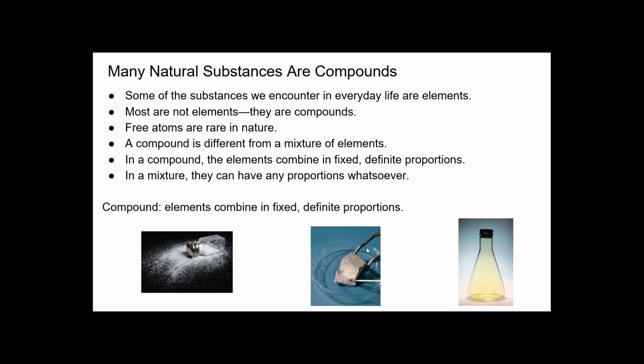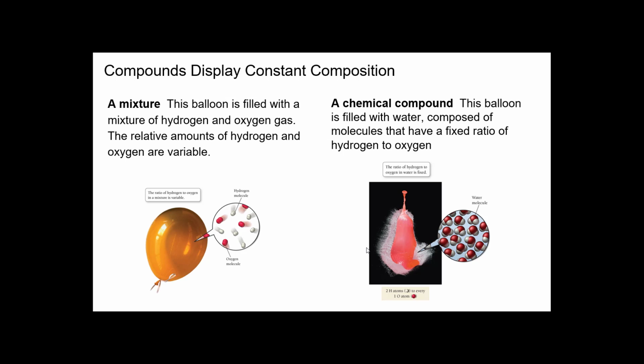If you go to the beach and you pick up sand, you will see a bunch of different particles in there. Somebody else can pick up particles right next to you, and they will have a different proportion of all those same particles. That's a mixture. It's whatever it is at that moment. So elements combined in fixed definite proportions make a compound.